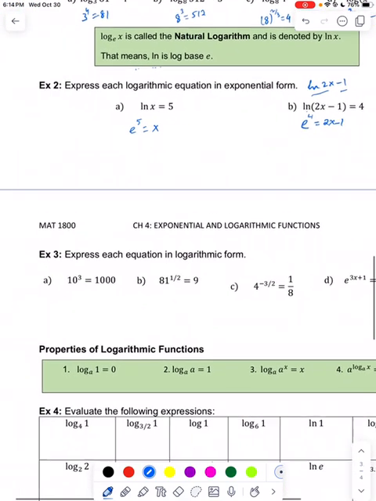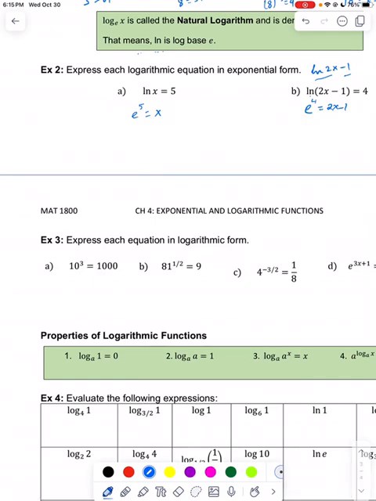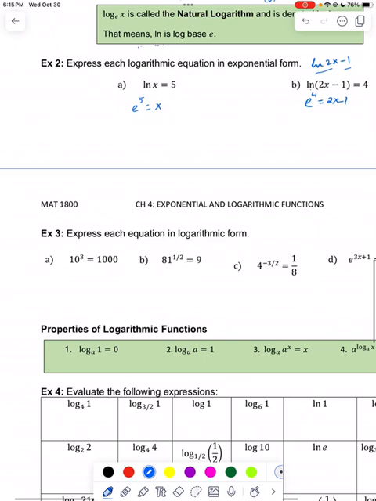This one is saying express each equation in logarithmic form. So the base is 10, the exponent is 3. So how do we write it? If you recall, log base 10 of 1000 equals 3. Log base, what is the base here? 81. Log base 81 of 9 equals 1/2.